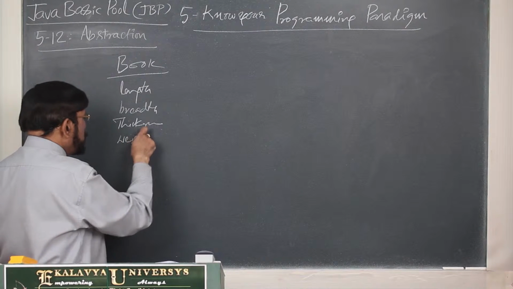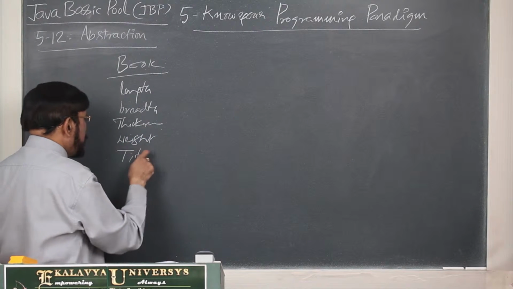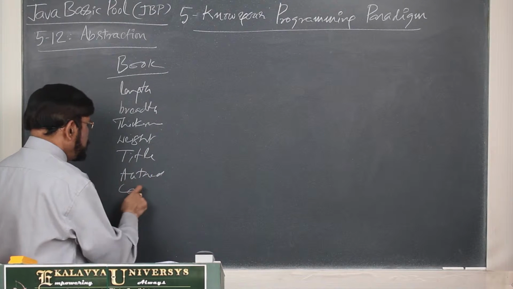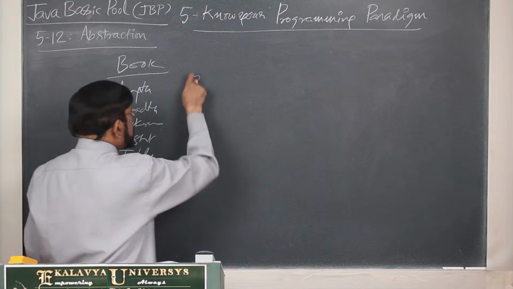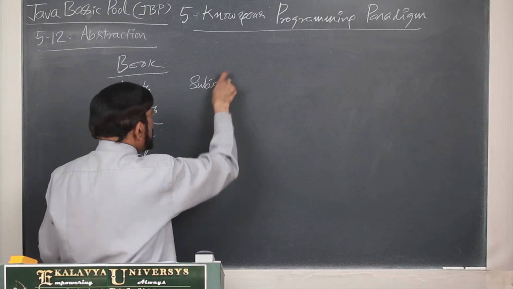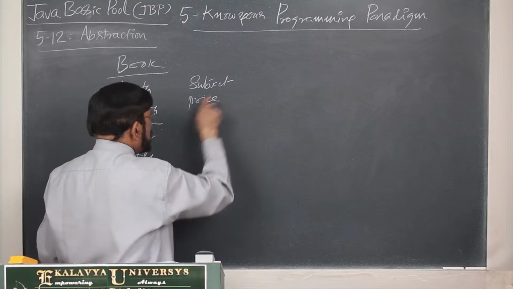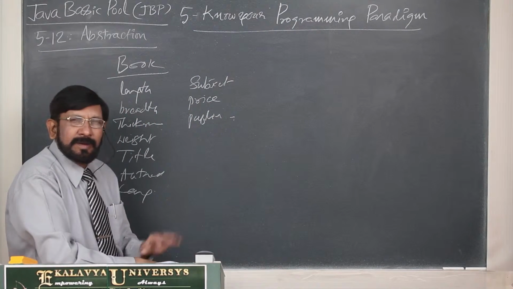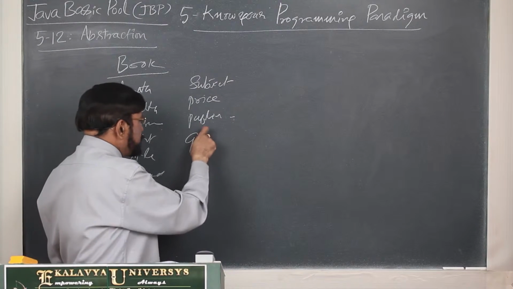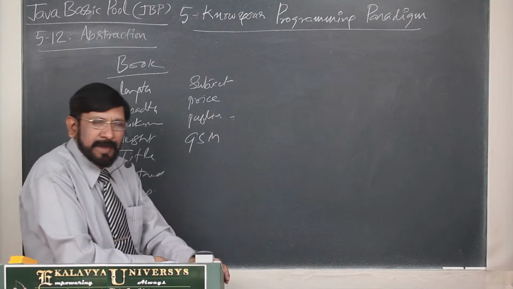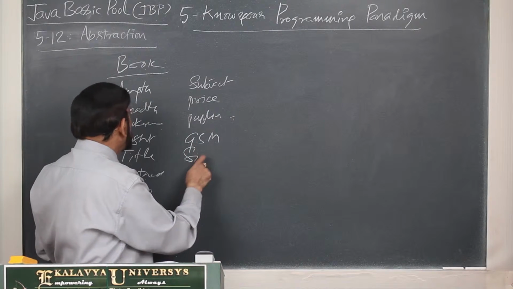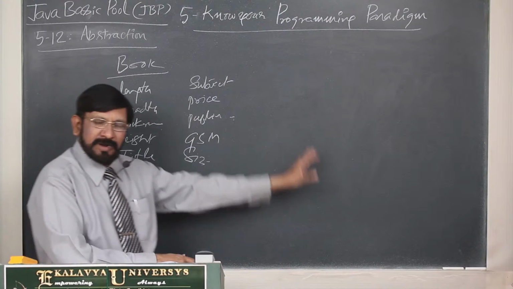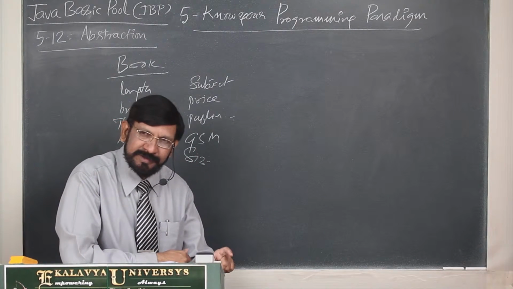weight of the book, title of the book, author of the book, language of the book, subject of the book, price of the book, publisher of the book. Like that, around GSM of the book, that is the quality of the paper, size of the book. If you take like that, there are around 20 characteristics you can describe.